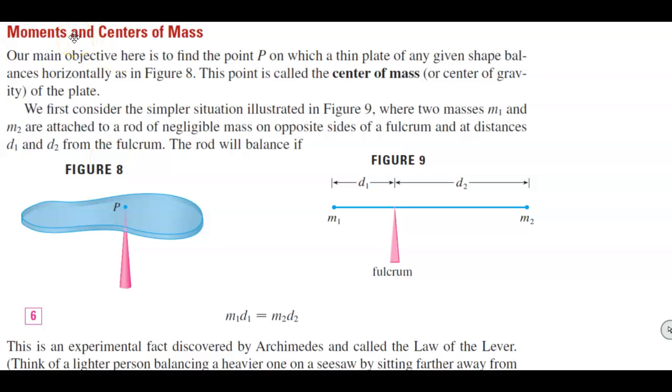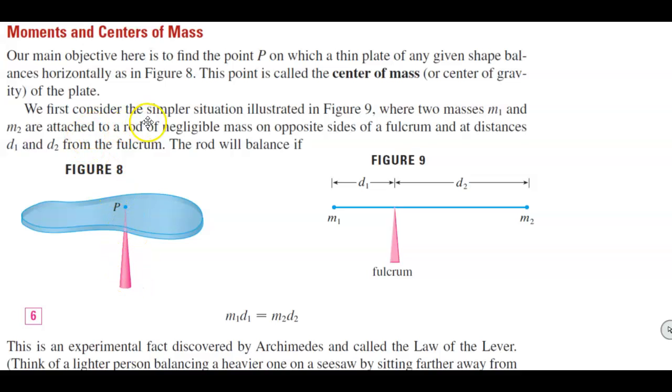Okay, moments and centers of mass. Our main objective here is to find the point P on which a thin plate of any given shape balances horizontally, as you can see here in figure 8. This point here is called the center of mass, or a center of gravity of the plate.